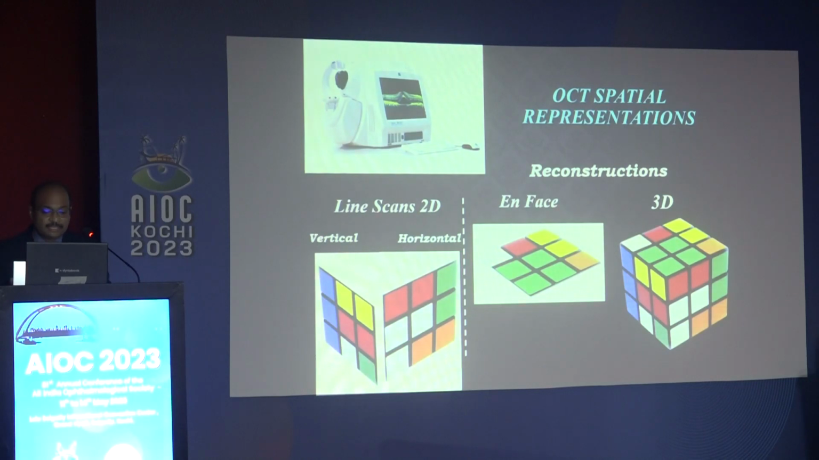So these are spatial representations. Line scans, the routine ones that we get, are like two faces of your Rubik's cube, vertical and horizontal. The en face is like the top of the Rubik's cube. And put everything together and you get a 3D image of the Rubik's cube as such.